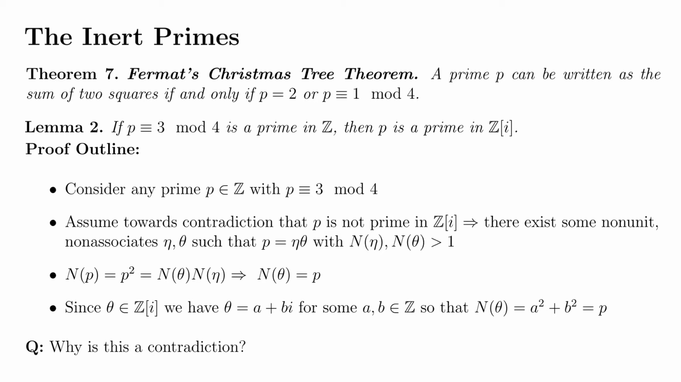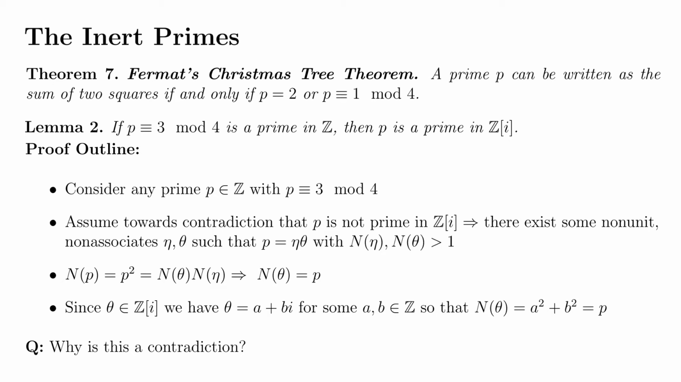We can consider any p in the integers with p congruent to 3 modulo 4. We will assume towards contradiction that p is not prime in the Gaussian integers, meaning that it's composite and there exist some non-unit, non-associates eta and theta such that p is equal to eta theta. And because these elements are not units, their norms are both greater than 1. This induces the equality p squared equal to the norm of theta times the norm of eta, since the norm function is multiplicative. And then we have that the norm of theta must be equal to p, since the norm of both of these elements must be greater than 1.